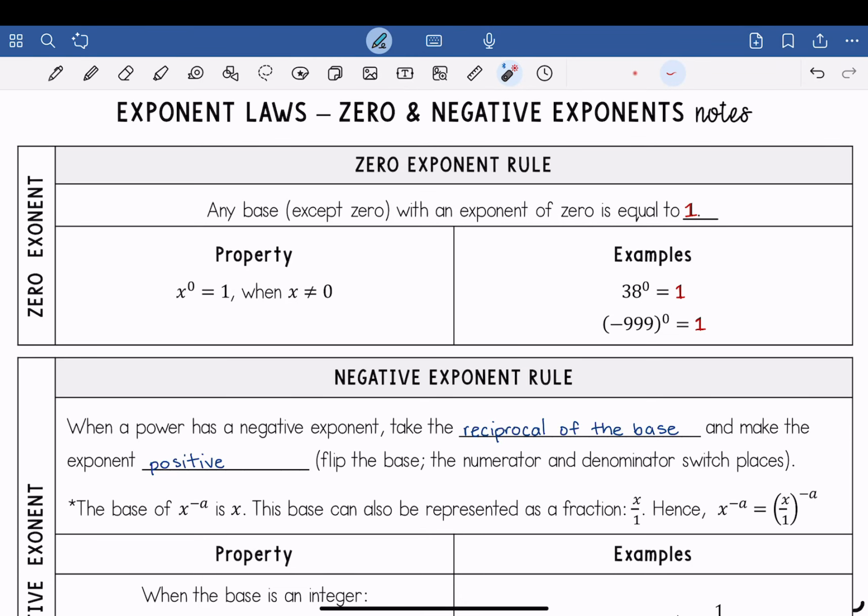Exponent laws, zero and negative exponents. So the zero exponent rule states that any base except for 0 with an exponent of 0 is equal to 1. The property is that x to the power of 0 is equal to 1 when x does not equal 0. Here are some examples. 38 to the power of 0 equals 1. Negative 999 in brackets to the power of 0 is equal to 1.